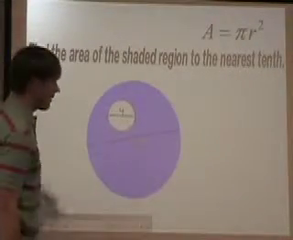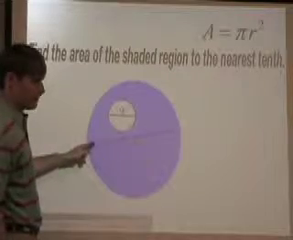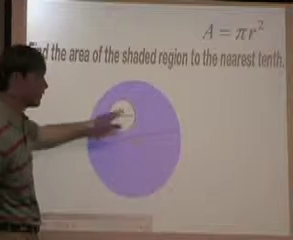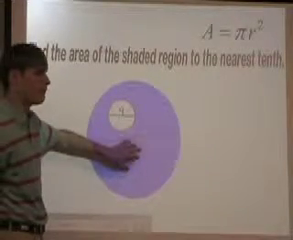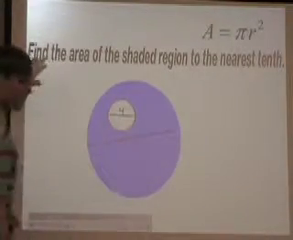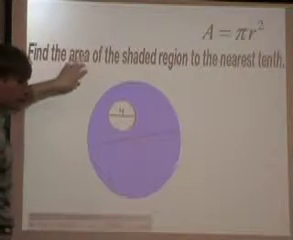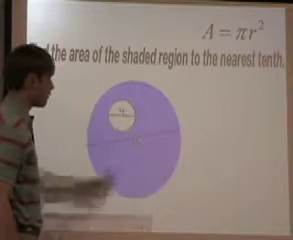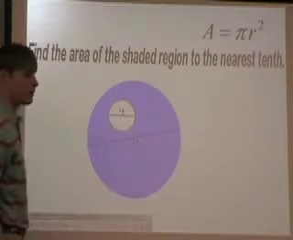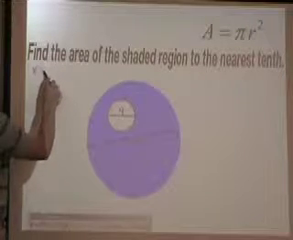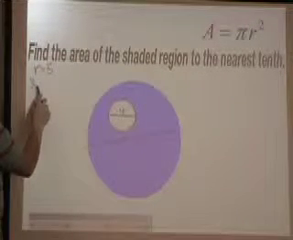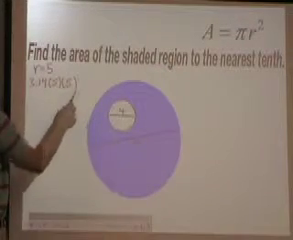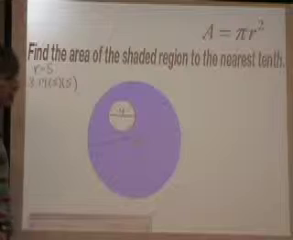So now on our last example, we want the area of the shaded region. The diameter of the big circle is 10. The diameter of the little circle is 4. For us to get the area of the shaded region, we have to take the area of the big one minus the area of the little one, and that will give us just the blue part. So what's the radius on the big circle? The radius on the big circle is 5. So I've got 3.14 times 5 times 5.